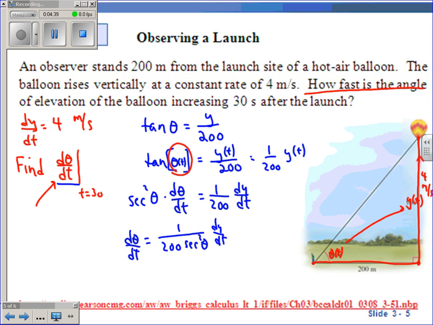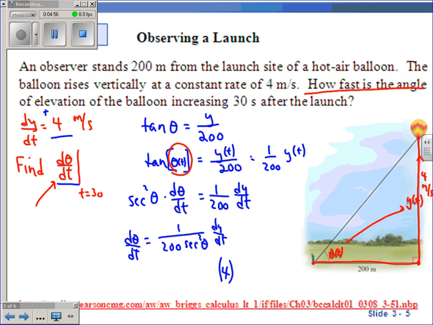Okay, now dy dt I was given up here was 4. Now, was that increasing or decreasing? The y is that distance the balloon's going up. It's increasing, so we did need that to be positive. So put 4 for the dy dt.